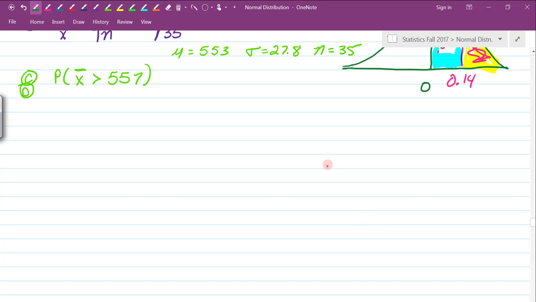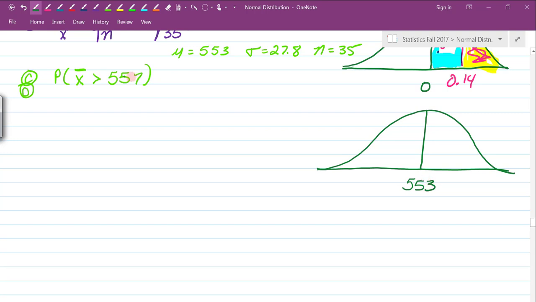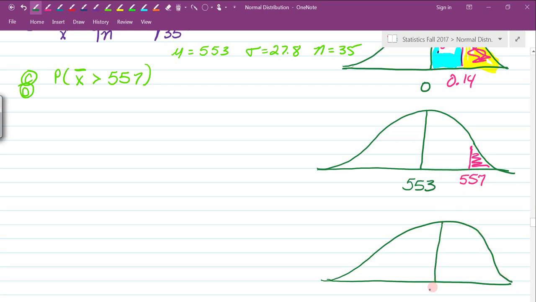In the center, we're going to put our mean, which is 553. And we're going to put our X bar on here, which is 557. And we're saying, what's the probability that X bar is greater than that? So now we want to draw a corresponding picture of 0 right there, and we're going to standardize that value, and we're going to find what z equals that corresponds to this value right here, 557.